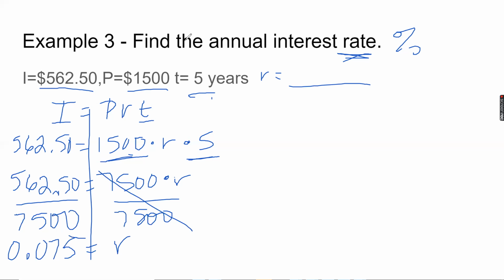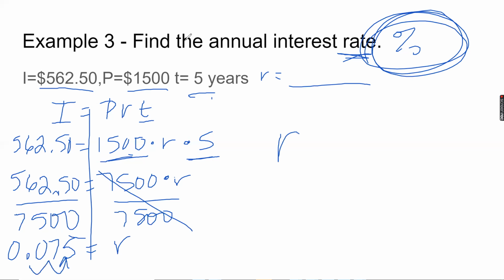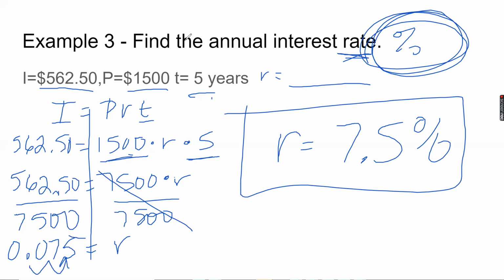And I ended up with 0.075. So if I'm looking at this, it kind of makes sense because we're looking for a percentage. So that's our percentage as a decimal. We need to make it a percent. To make it a percent, move the decimal over 2 places, and we're left with R equals 7.5% as our answer.